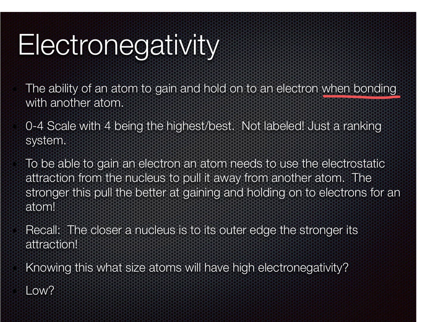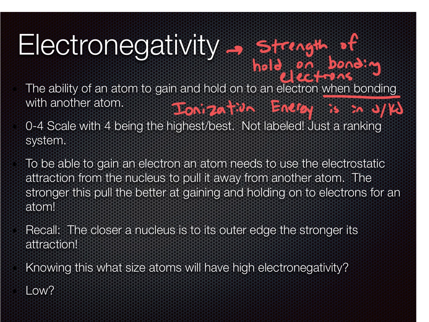This is different than ionization energy, which we learned about, which was the amount of energy needed to remove an electron. This happens to be when two atoms are coming close to one another. How likely is one atom to pull on the bonding electrons compared to the other atom? Essentially, it's a strength of hold on those bonded electrons. Unlike ionization energy, which is measured in joules or kilojoules, electronegativity is a unitless value.